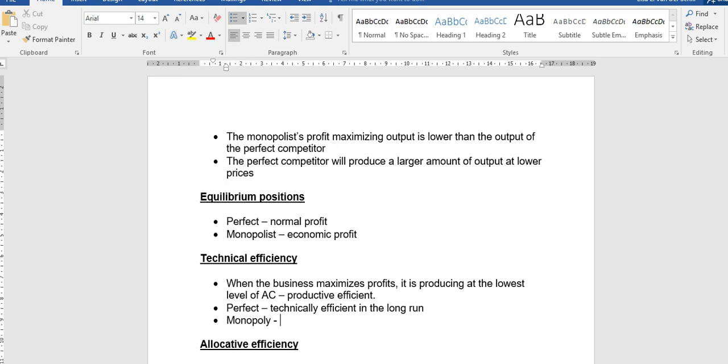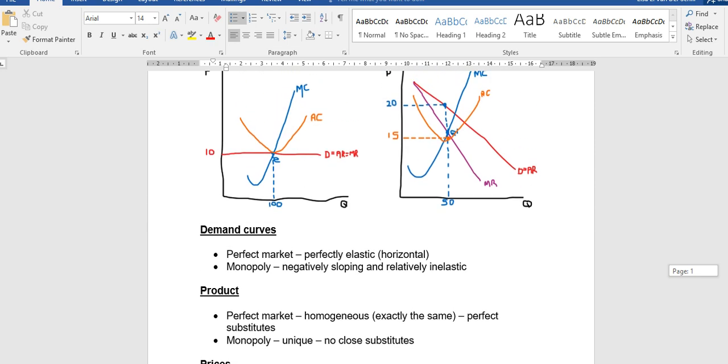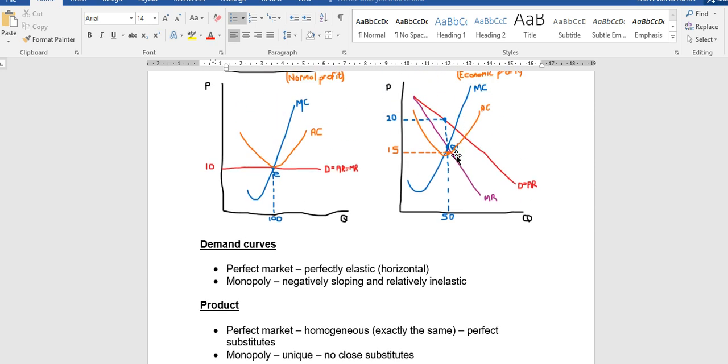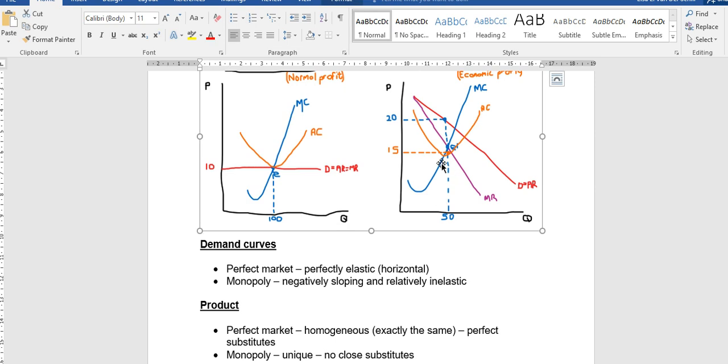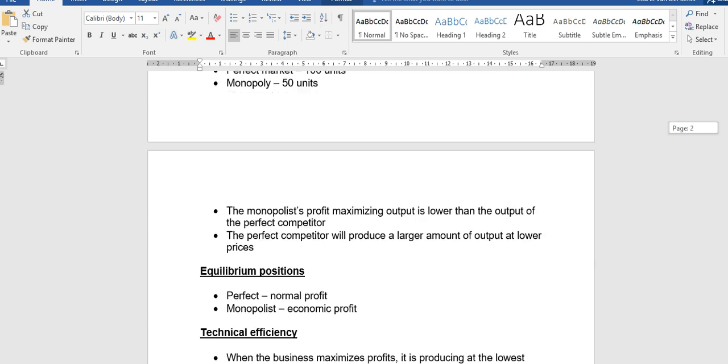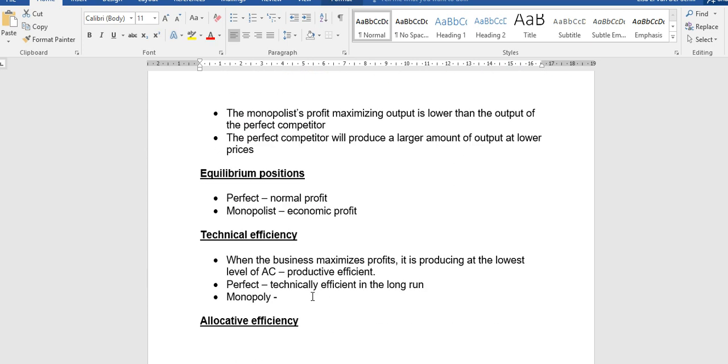All right, for the monopoly, we can see that is my profit maximization point. You can see the lowest point of the average cost is slightly lower than that. Now you can see it's not at the exact lowest point of the average cost. So what this means is my monopoly is technically inefficient, because when he is maximizing his profits, he is not producing at the lowest possible average cost.